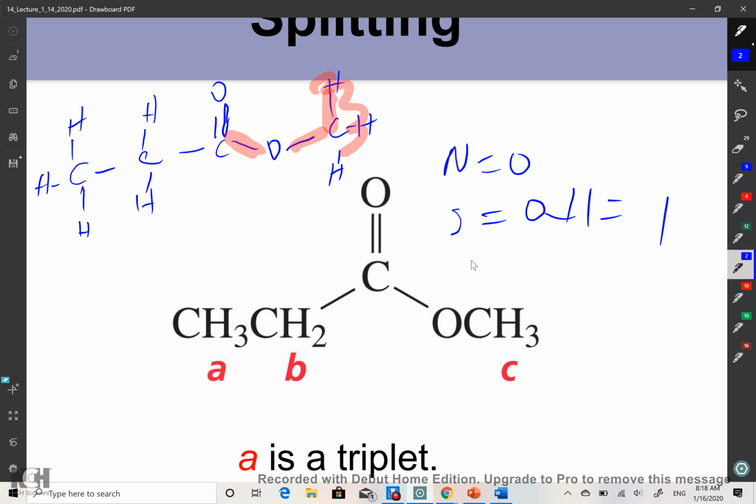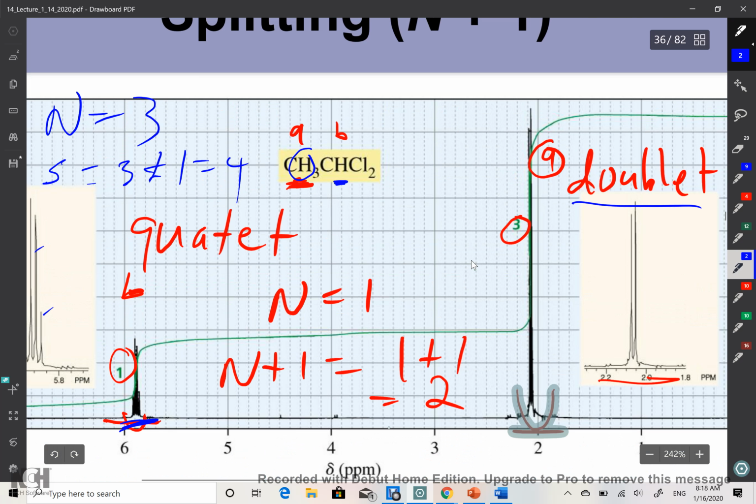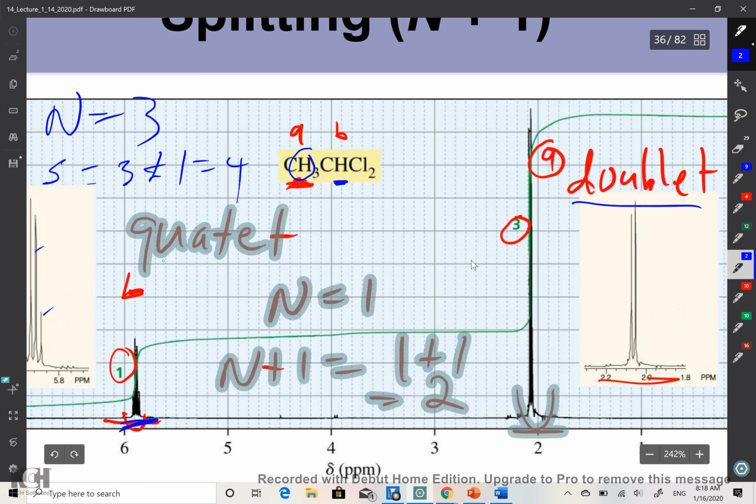Now we're talking about something else. We call it the splitting pattern or the multiplicity. Because an NMR signal is not just a single line. You will have signals that will be made up of 2, 3, 4, or 5 lines. Those different lines, we refer to them as a splitting pattern. Okay? Let's go back to this first spectrum here.